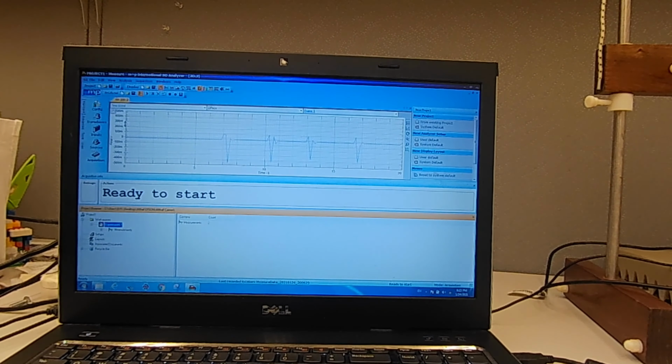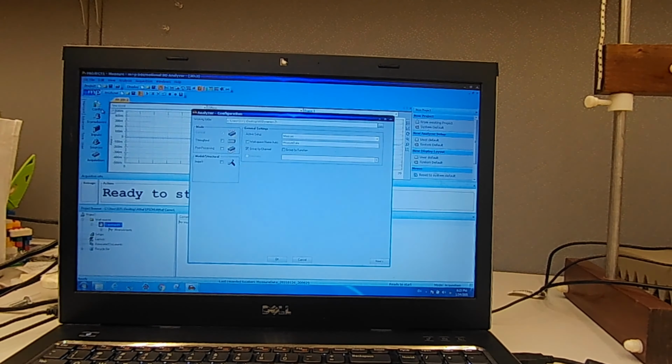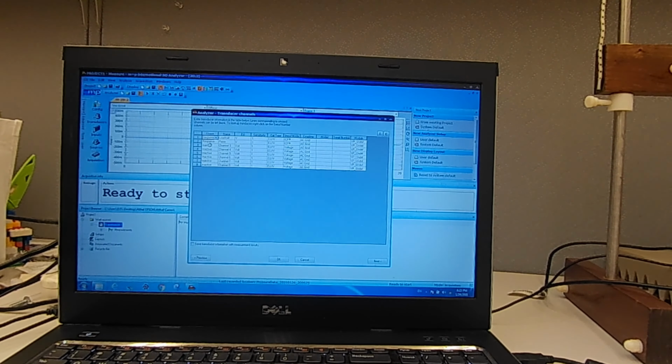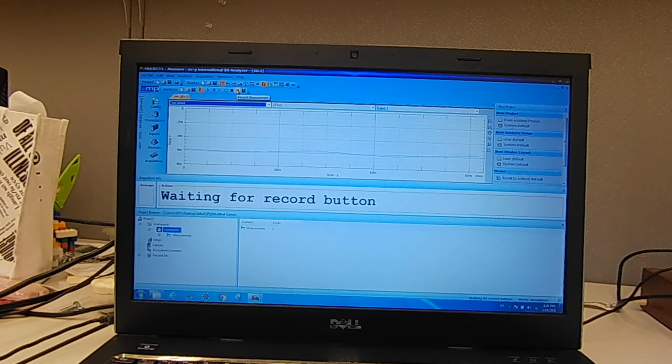So now we have our SO analyzer opened, and we click this configuration option, going into next. We are recording the responses of the first two channels. The first one is the load cell, and the second one is the piezoelectric accelerometer, and the input modes are set to ICP, and we are recording the voltages.